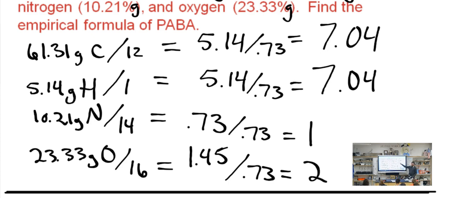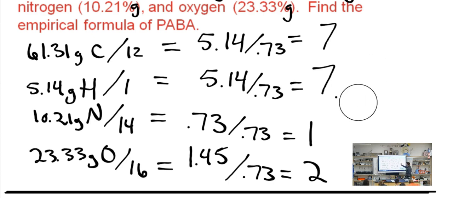If, and it's not a big if, most of the time this if is a yes, if they're all really close to a whole number, then you're pretty much done. Now, if they're not, it gets more complicated. But 7.04 is pretty much 7, right? So let's erase these. So the final step is just to write how it goes.